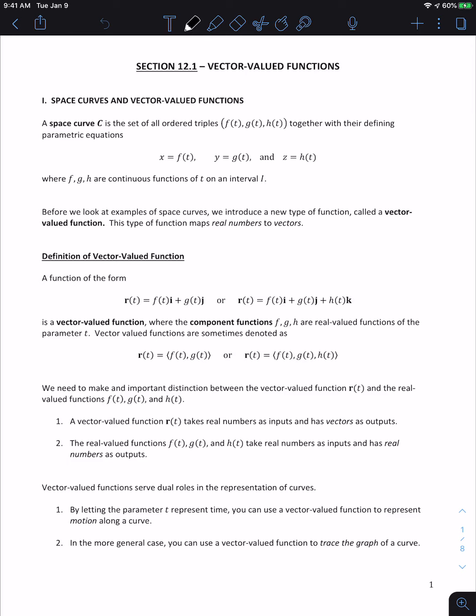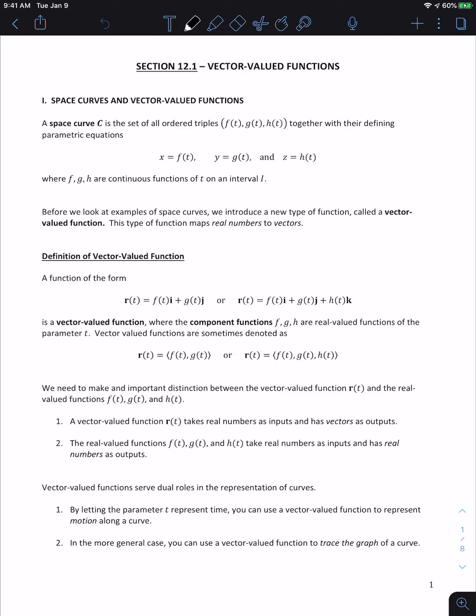A space curve C is the set of all ordered triples that have f of t, g of t, and h of t as their components, or their x, y, z components, with their defining parametric equations: x equals f of t, y equals g of t, and z equals h of t. Right? So it's just extending everything to the three dimensions here, and we have a parametric equation for the x, the y, and the z. And again, that's where f, g, and h are continuous functions on an interval.